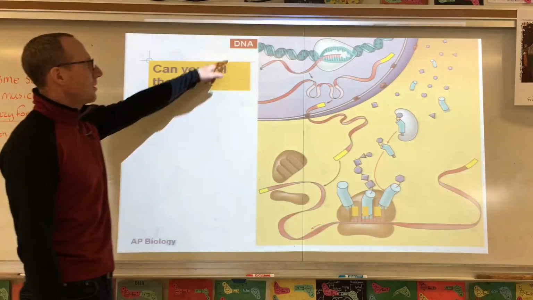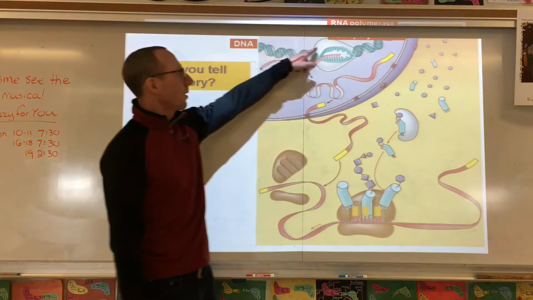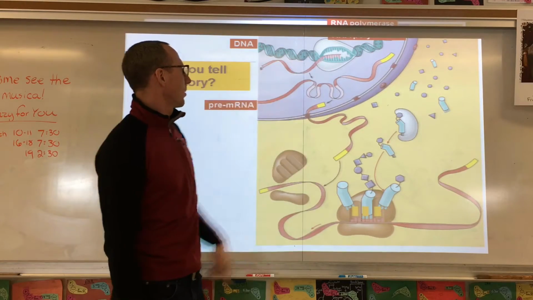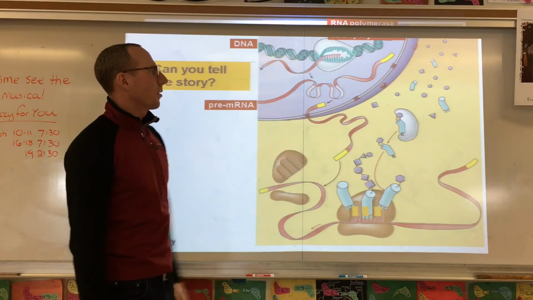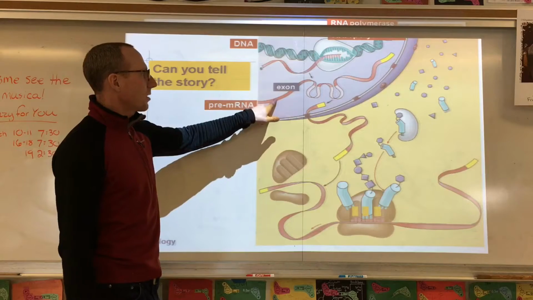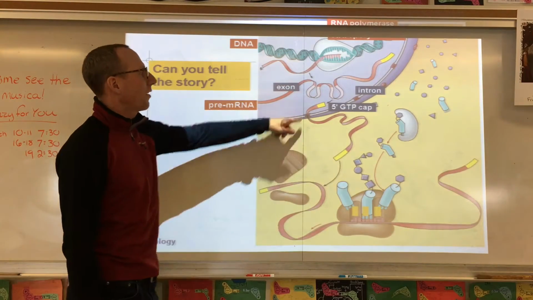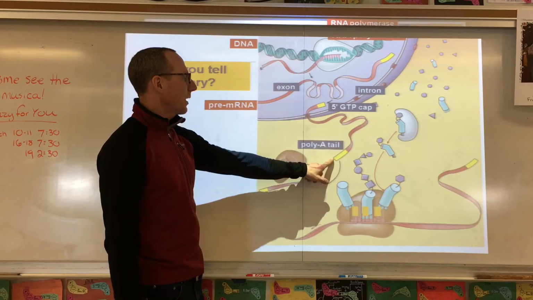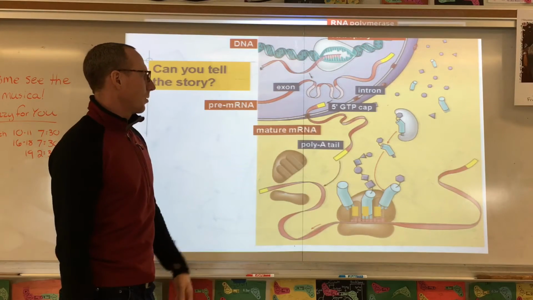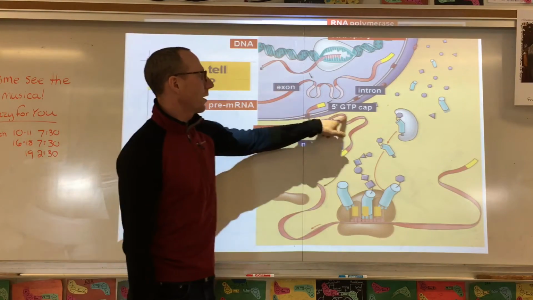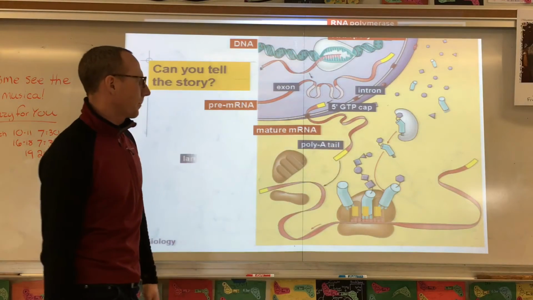Okay, we have DNA. We have RNA polymerase. We have pre-mRNA. This is the exon. There's the introns that are getting cut out. We have a 5' cap. We have a poly A tail. We have a mature RNA or mRNA, messenger RNA.